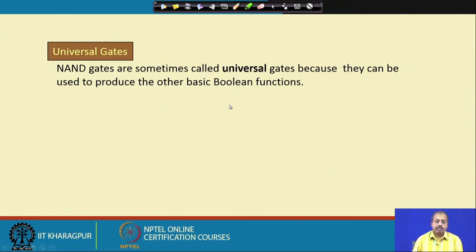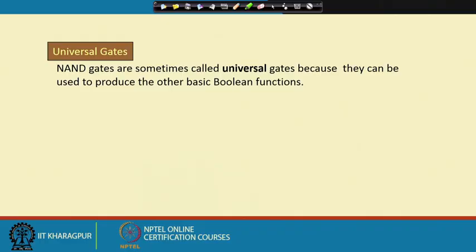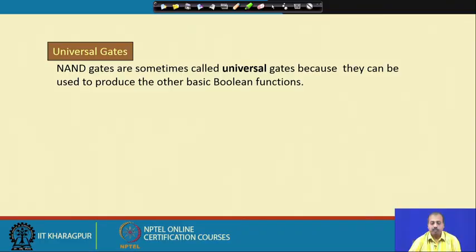Next, we will be discussing something called universal gate. As the name suggests, universal means you can realize anything using those gates. So, you can realize any digital circuits using those gates. Like the NAND gate is one such example that can be used for realizing any circuitry, and that is why it is called a universal gate. They can be used to produce other basic Boolean functions.